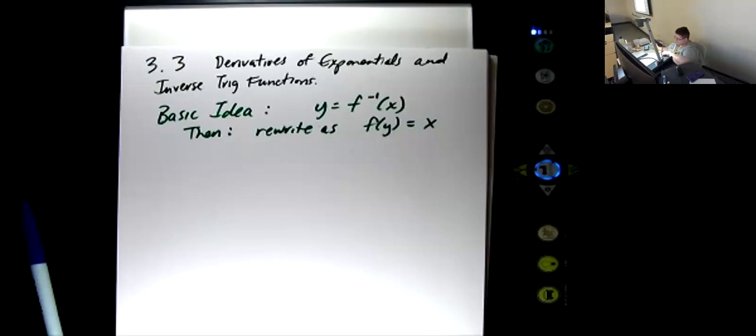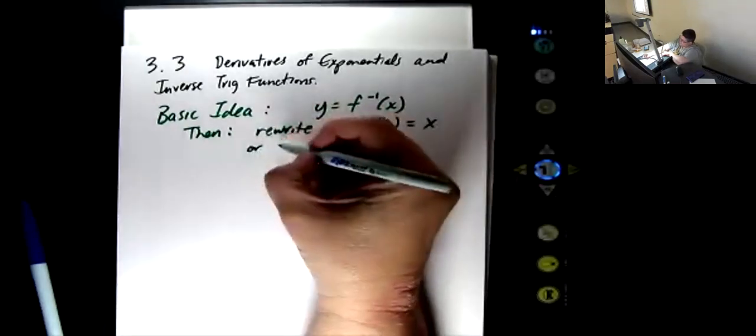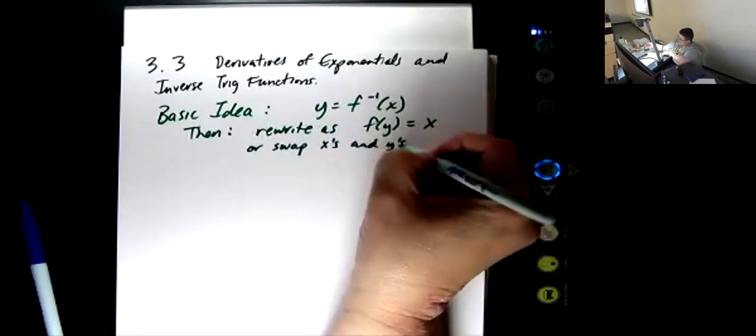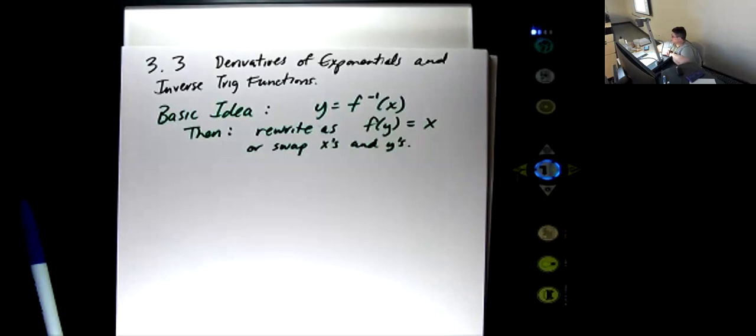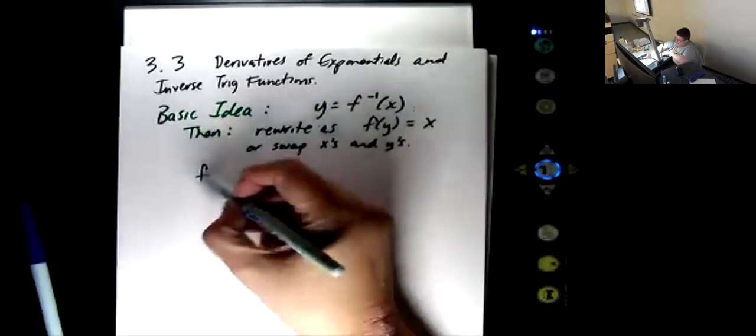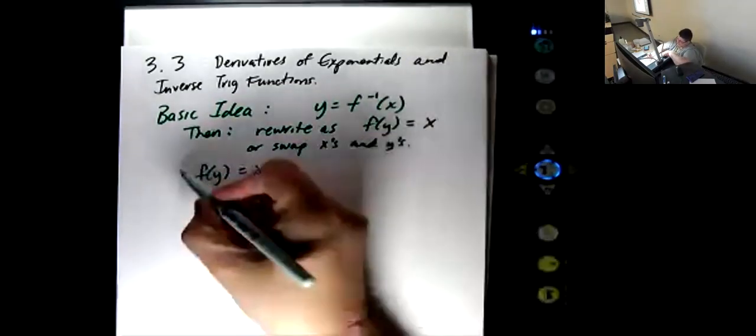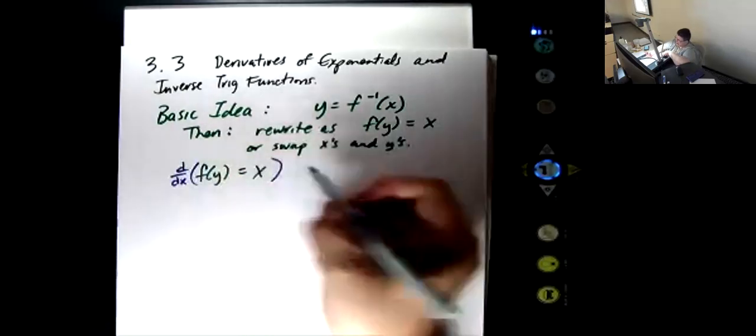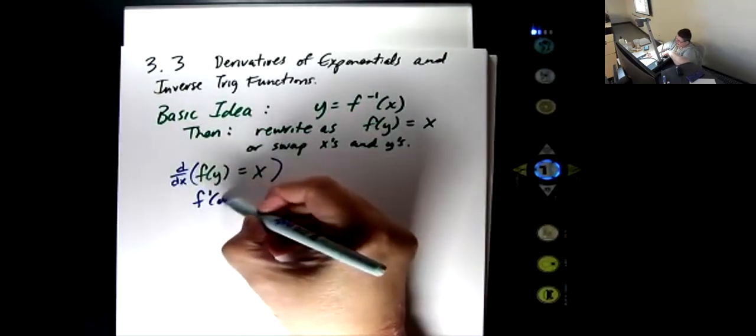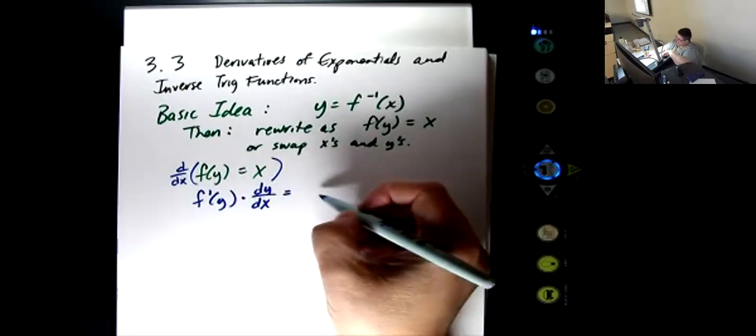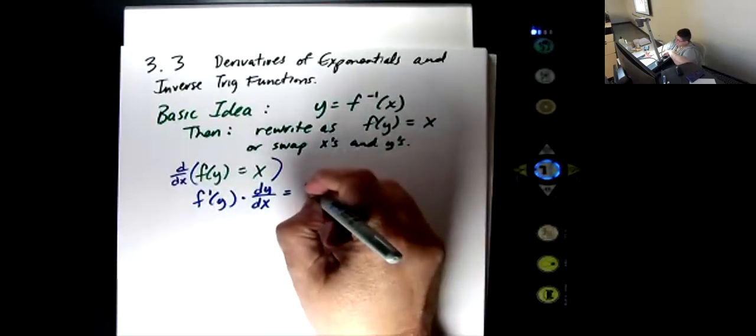Or you can swap x's and y's. That does inverses as well. So we've got f of y equals x. And if I take the derivative with respect to x of both sides, I have f prime of y times dy/dx. That implicit differentiation just keeps coming back. The derivative of the right side is 1.